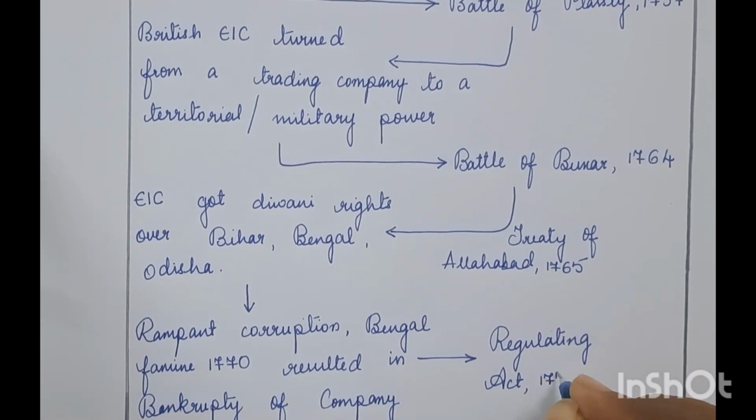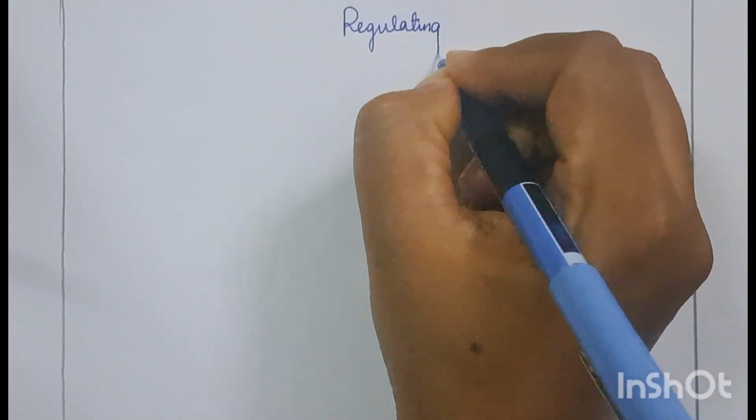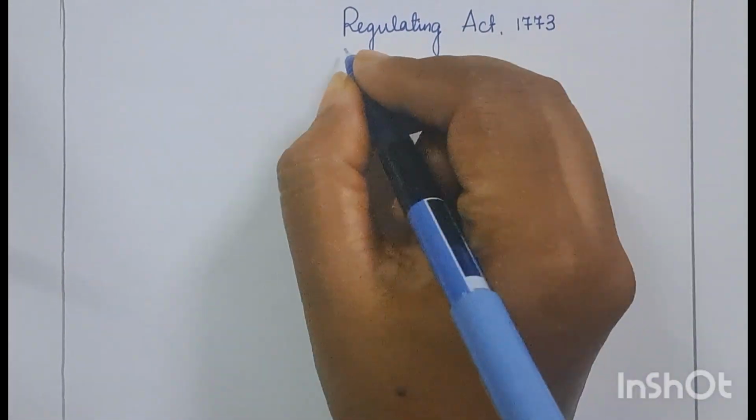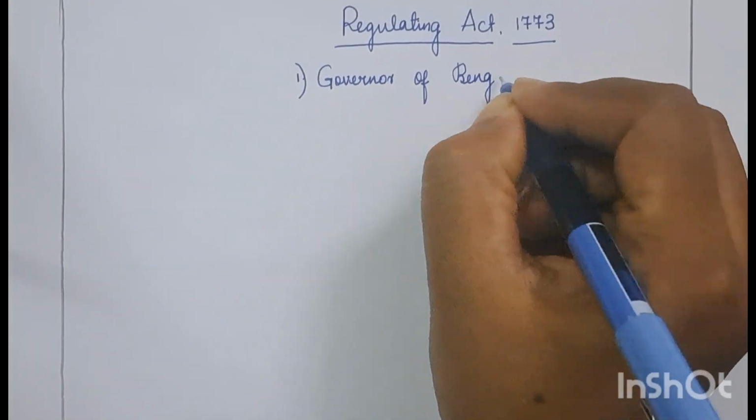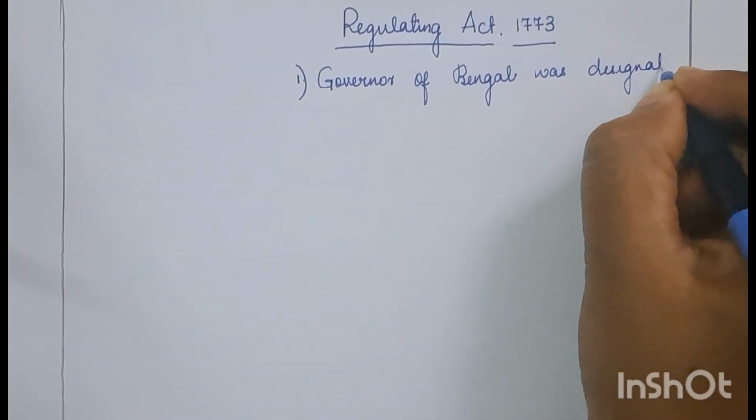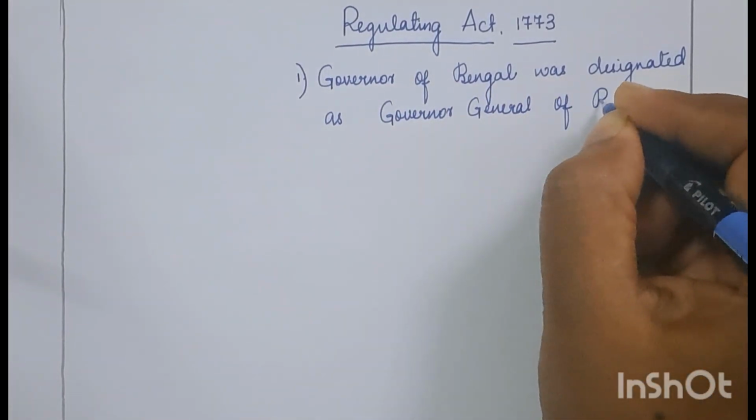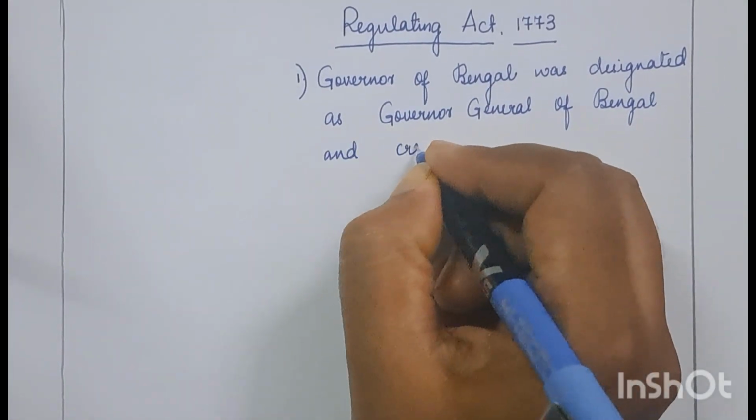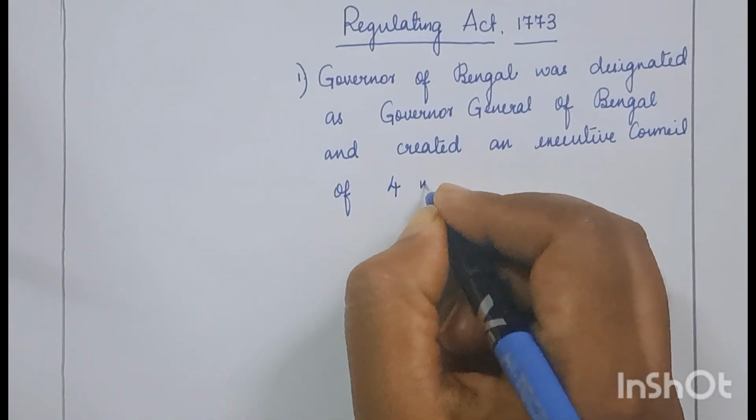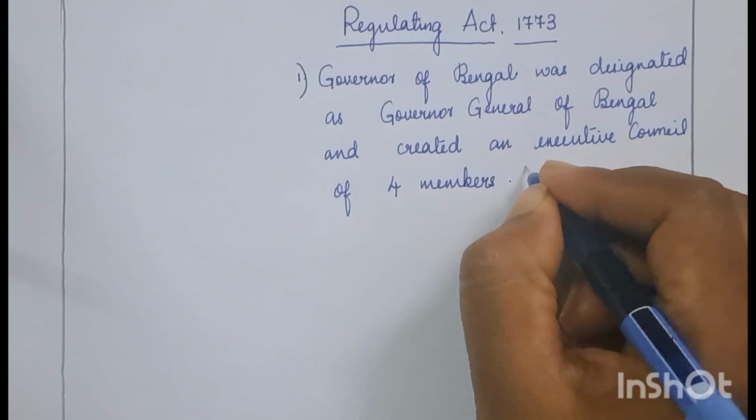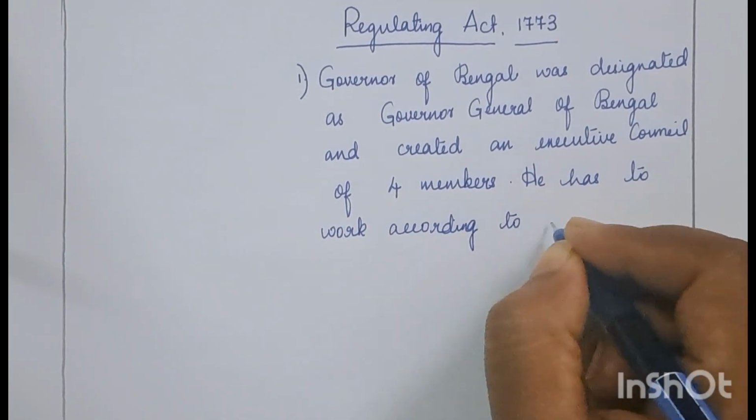Therefore, the company approached British government for help, and as a result, British Parliament passed Regulating Act 1773 to regulate the activities of East India Company in India. As per the Act, the Governor of Bengal was designated as Governor General of Bengal. Here you have to remember that there are three presidencies of British under three governors: Bengal, Bombay and Madras. And with the Governor General of Bengal, the governors of Bombay and Madras were made subordinate to him.